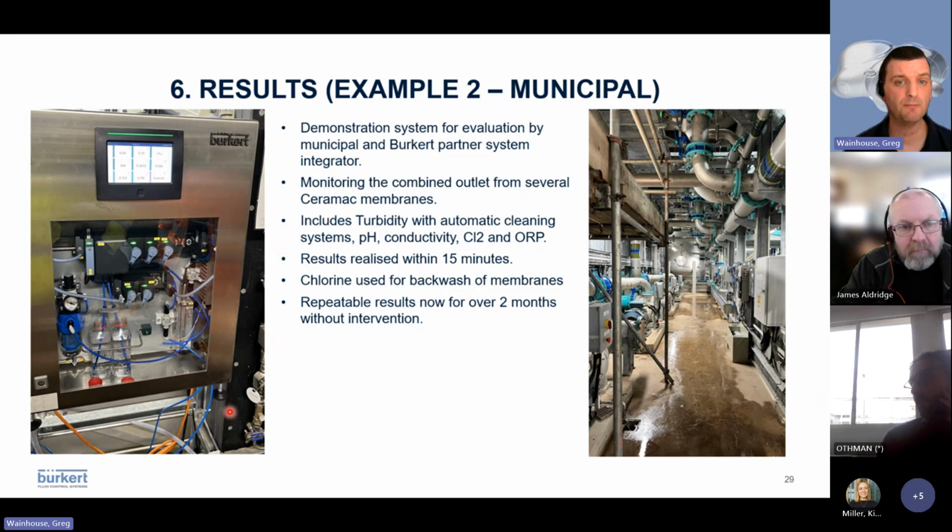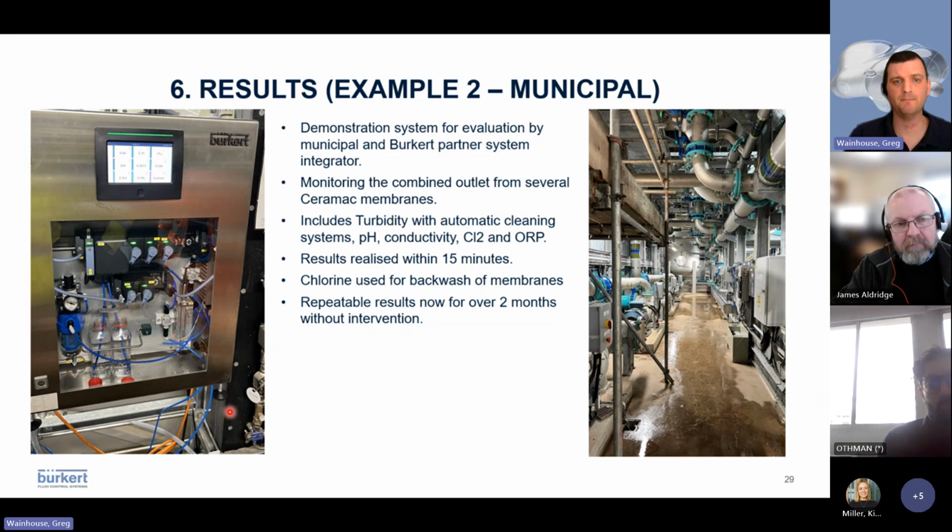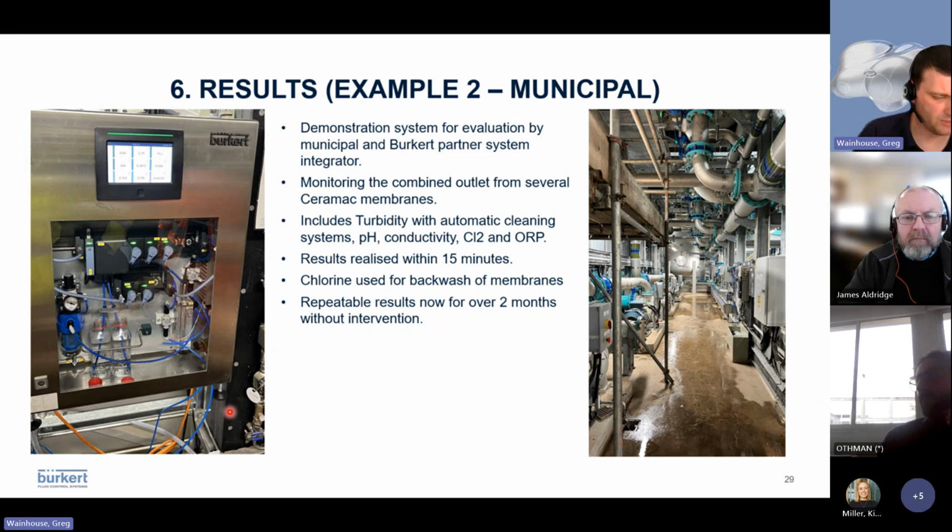The next case study is a municipal case study now. And again, this is another demonstration system for evaluation by one of our partners in the municipal sector. They wanted to look at this portfolio because they like the compactness of the system. Now, the installation they've put this on is actually on a recently upgraded municipal works, and it's monitoring the combined outlet from several ceramic membranes. So this is a municipal water treatment that's taking water from a reservoir, going through various different filtration processes through the ceramic membranes, and then onto chlorination further downstream.